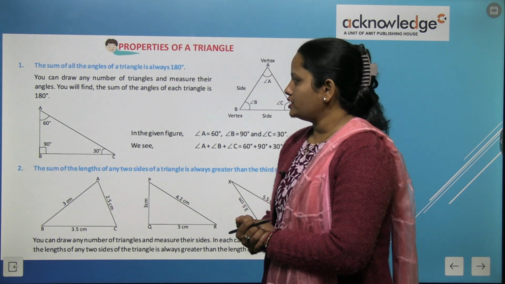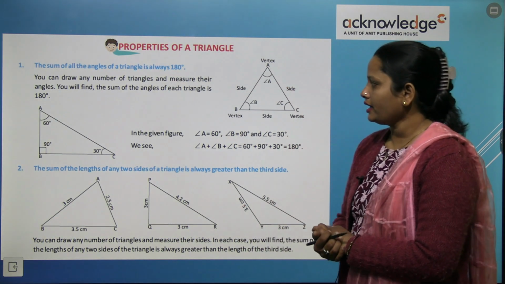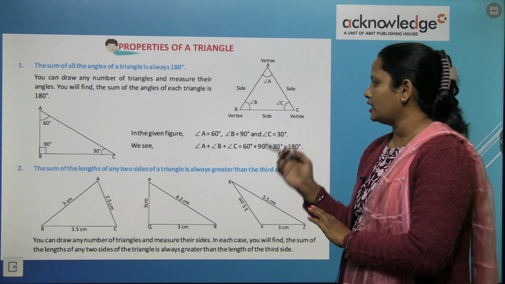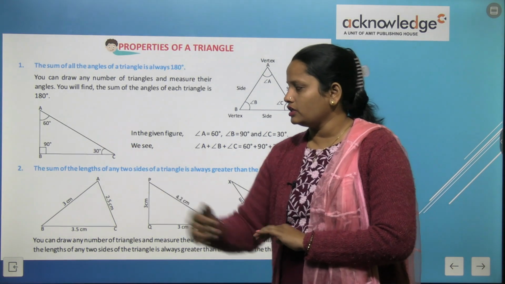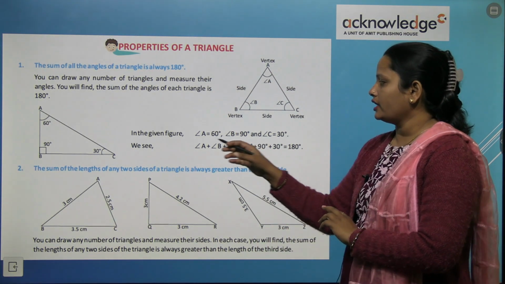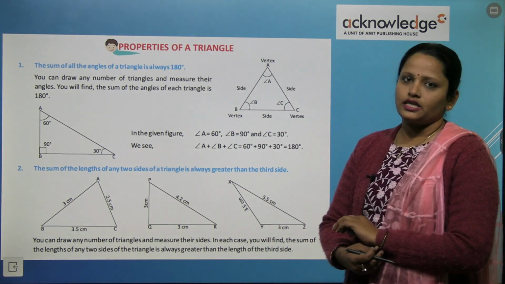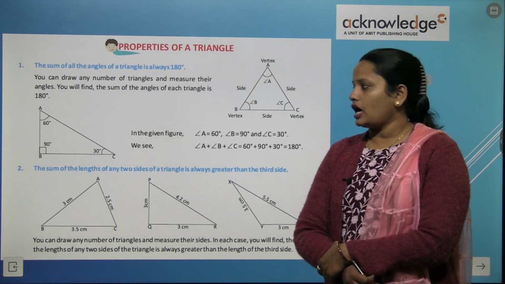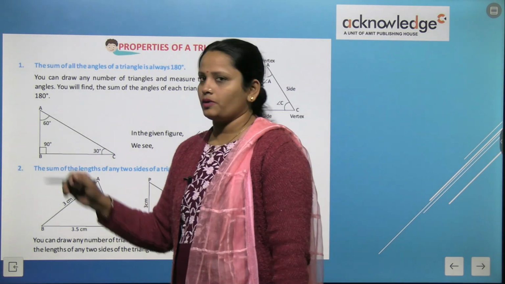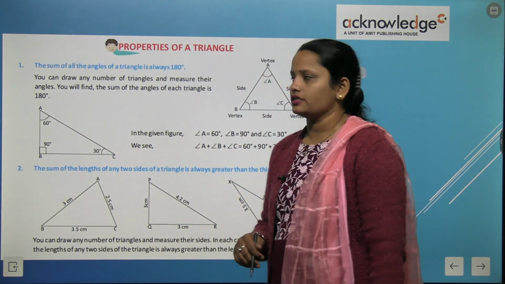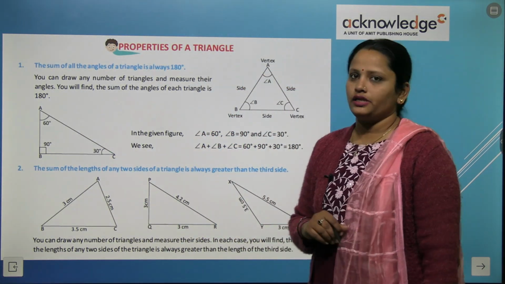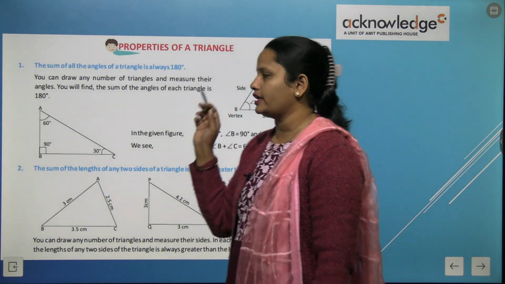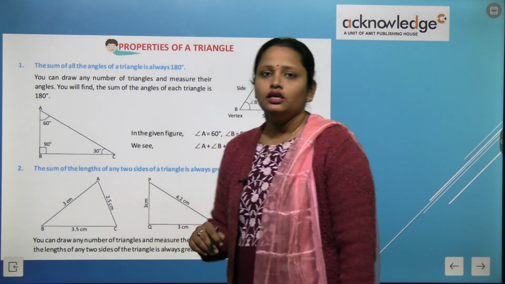In the given figure we see that angle A is 60 degree, angle B is 90 degree and angle C is 30 degree. Here is a figure where we can see. So here angle A plus angle B plus angle C is equal to 180 degree. So यहाँ पे आप देख सकते हो हमने इन सब angles को plus किया हमें 180 degree आंसर मिला. So this property is correct that तीनों angles को जब भी plus करेंगे we will get 180 degree as answer.